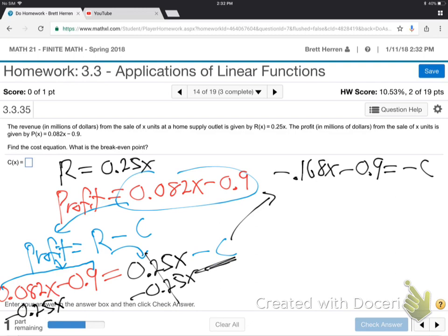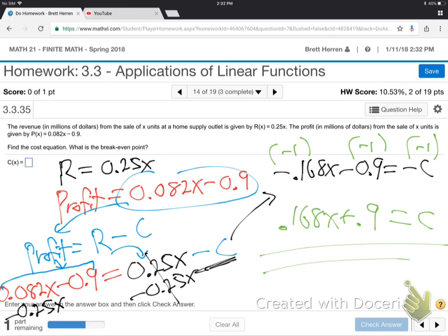How do we get rid of that negative sign in front of the C? Yeah, multiply both sides by -1 or divide by -1. It'll work either way. Doesn't matter. So I'll just say, hey, multiply by -1. So that'll be positive C is positive 0.168x plus positive 0.9. There we go. There's the cost function.